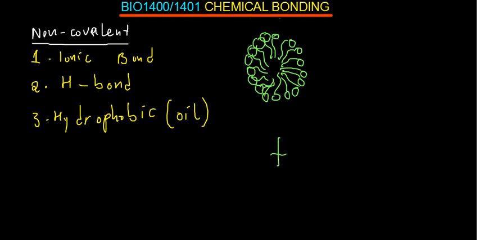Okay, so this explains why a fat is able to dissolve in benzene, because benzene is an organic compound. It contains carbons and hydrogens, and a fat also contains carbons and hydrogens, so they can dissolve because they are both non-polar.